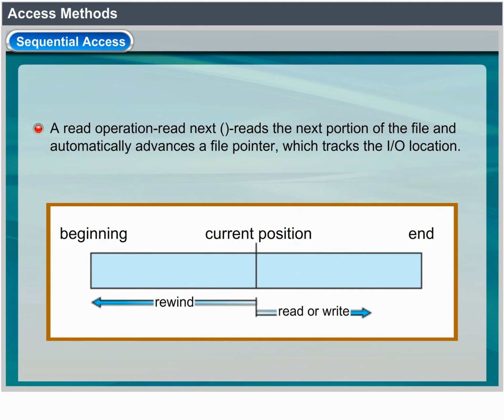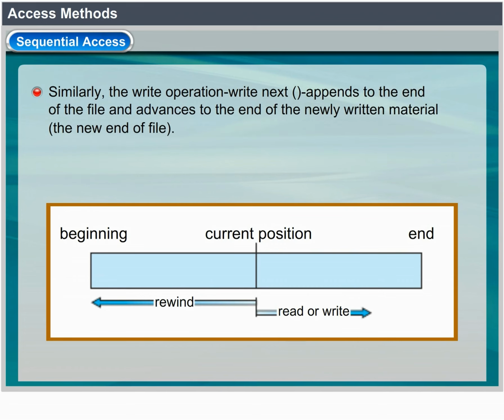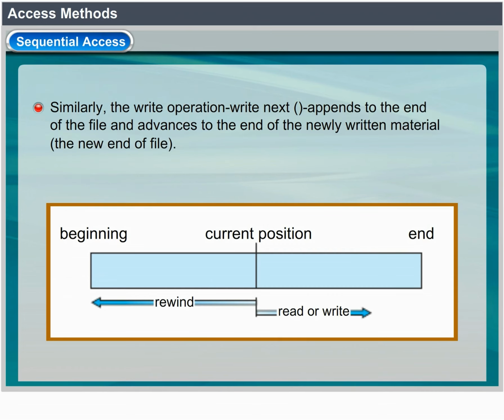A read operation, the read next function, reads the next portion of the file and automatically advances a file pointer which tracks the input-output location. Similarly, the write operation, the write next function, appends to the end of the file and advances to the end of the newly written material, the new end of file.